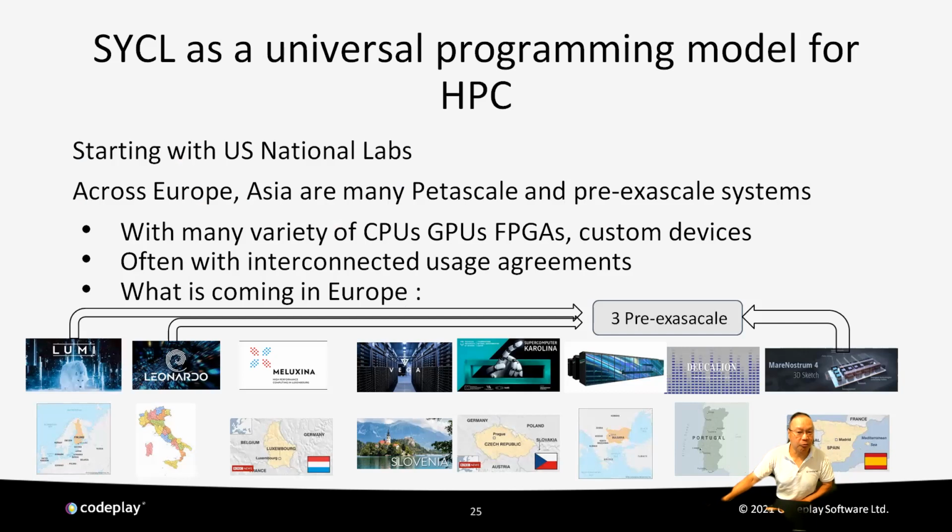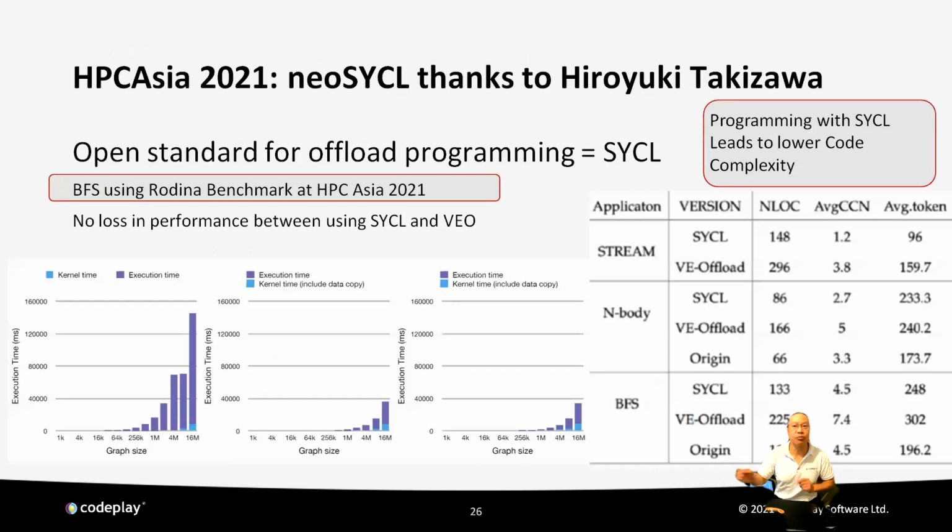I'm going to look closely at one example that was published in HPC Asia. We also have exciting news there with a SYCL implementation for the SX Aurora Tsubasa on the NEC vector engine offload, showing no loss in performance from using SYCL in the middle graph versus native VEO offload in the third graph on the Rodinia benchmark on breadth first search. It also shows programming with SYCL leads to lower code complexity in terms of lines of code in some cases.